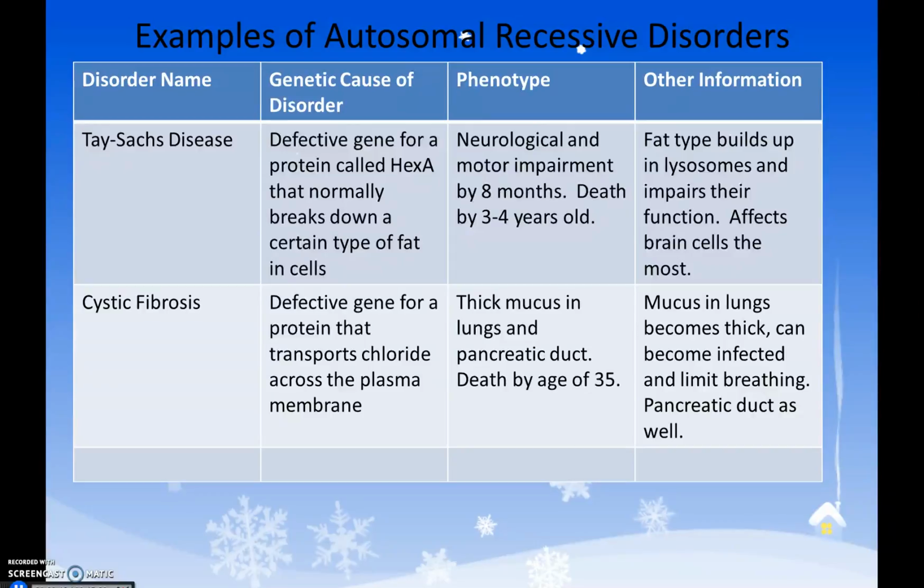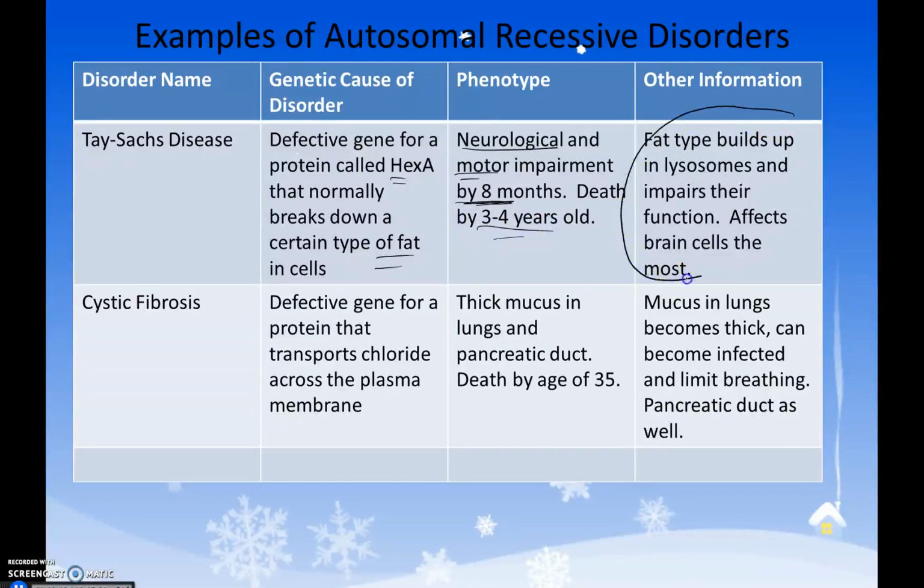Tay-Sachs disease, people need to make a protein called hexa that breaks down certain types of fat in cells. People that have Tay-Sachs disease, they don't live very long. They have brain problems, motor problems, they can't move their body quite as well. We see this by 8 months. Those babies aren't hitting these normal developmental milestones they're supposed to hit. And by 3 to 4 years old, they can't tolerate this anymore.